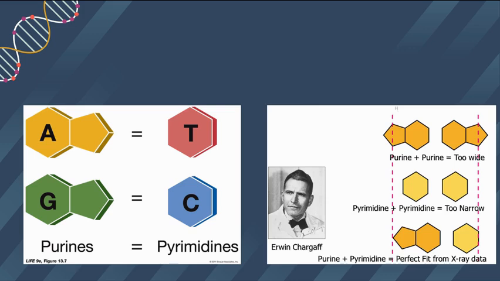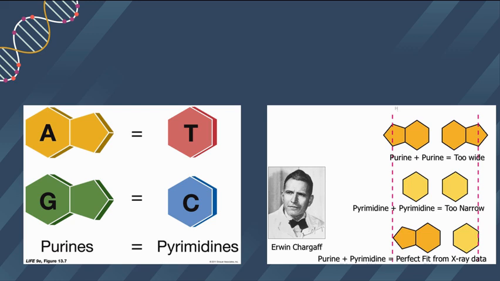Let's have a look at the images on our screen. On the left, we see our category of purines, which are adenine and guanine, and they combine with our pyrimidines, thymine and cytosine. Now remember, the way that they combine is based on Chargaff's rule. Adenine combines with thymine and guanine combines with cytosine.